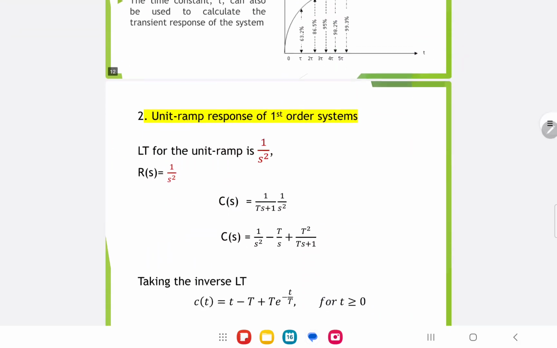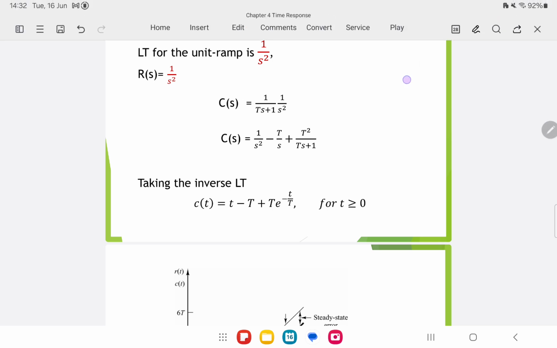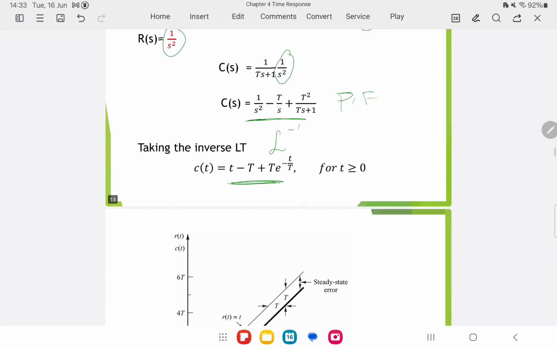Okay, ni lebih kurang tadi. Alright, so when we have this one is unit ramp, kalau tadi 1 over S unit step, this one is unit ramp, unit step 1 over S. So kat sini kita masukkan 1 over S. For unit ramp kita masukkan 1 over S square, and then taking a partial fraction, you will get this one, and this is inverse Laplace. Okay, inverse Laplace we can get this one for unit ramp.